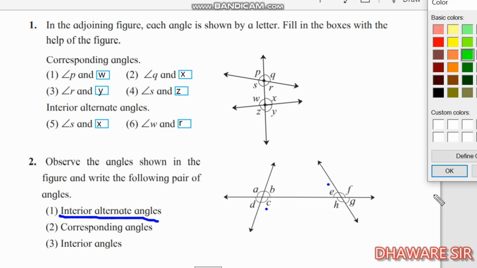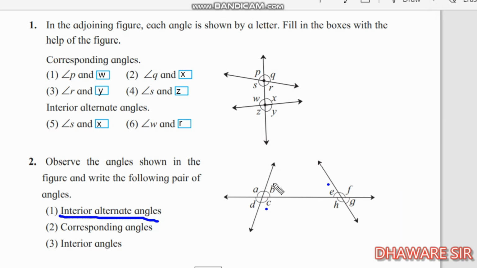And the second couple of the alternate angles is angle B and angle H. So this is our second interior alternate angle pair. Now corresponding angles, let us see like this. We are just giving the dots. This is the A, angle A and angle E are the corresponding angles. This is the first pair. We are just checking the corresponding angles. So what is the first corresponding angle pair? Angle A and angle E.